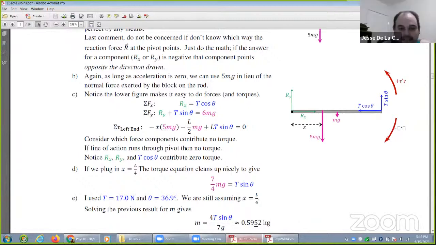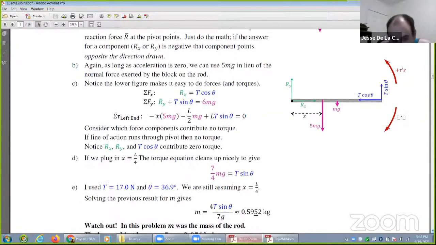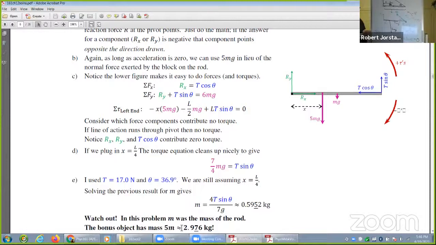Approximately. Less than 600 grams. Nope. 3 kilograms. The object was 5M. Gotcha. You see what I'm saying, Jesse? I see it now. So this is one of the other things you have to watch out for. Just because we solved for M doesn't mean we got the mass we cared about. M was the mass of the rod.